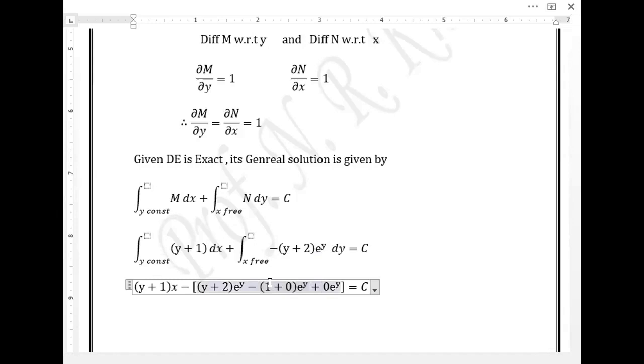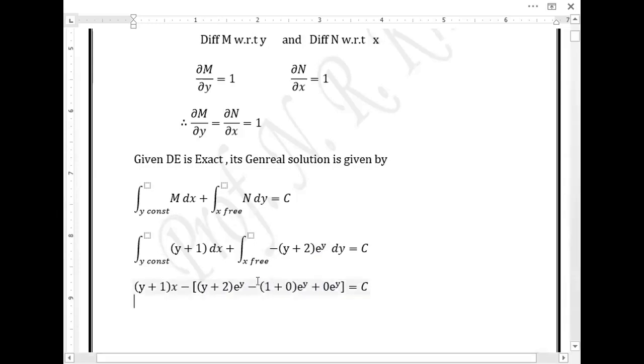In the third step, what we have to do? The term which is present in your second, we have to differentiate. That is 1 plus 0 is a term, and the derivative of 1 is 0. So we got 0 into e raised to y. This is the integration by using Bernoulli's formula, Bernoulli's integration.